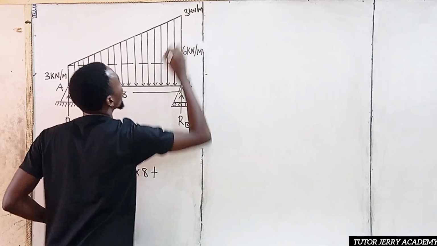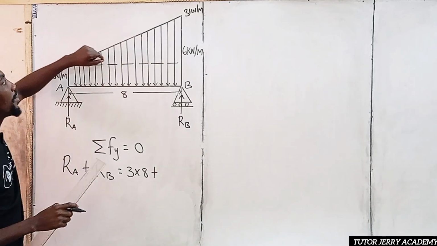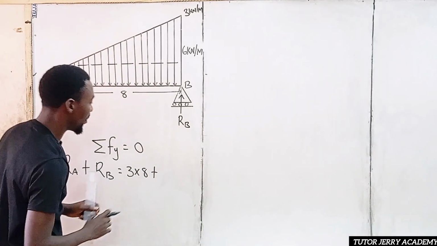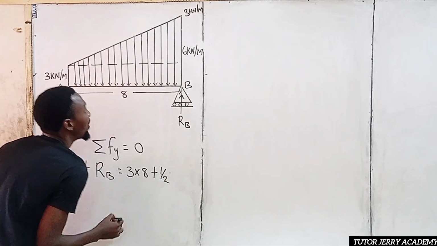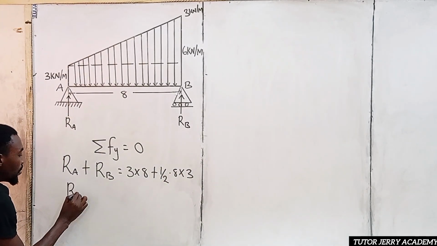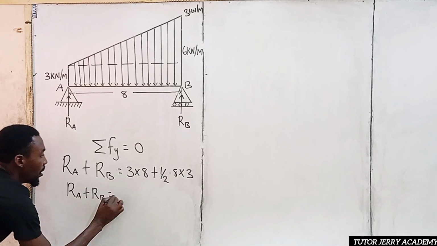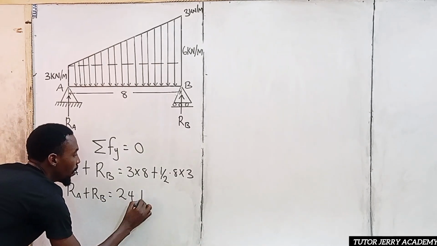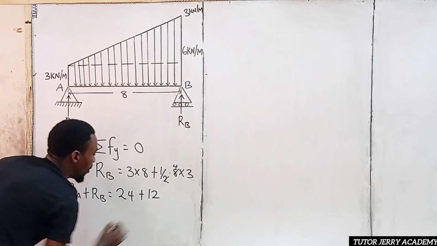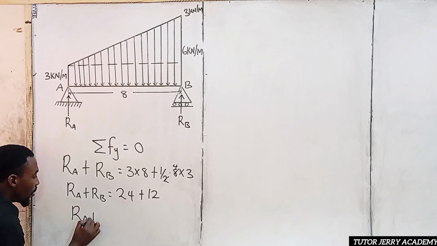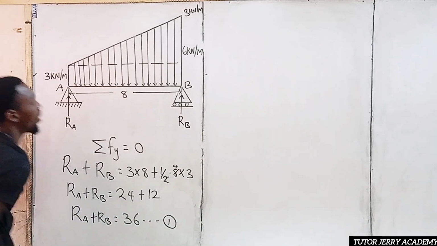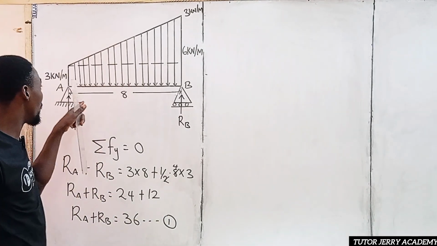kilonewton per meter. Now for us to convert this to a point load, we are going to say 3 multiplied by 8 divided by 2, that is the area of a triangle. So we are going to have half multiplied by the base, which is 8, then multiplied by 3. So R subscript A plus R subscript B will be equal to 3 times 8 is 24, plus this here is 4, 4 times 3 is 12. All right, so it means that R subscript A plus R subscript B will be equal to 36. So this is equation 1.